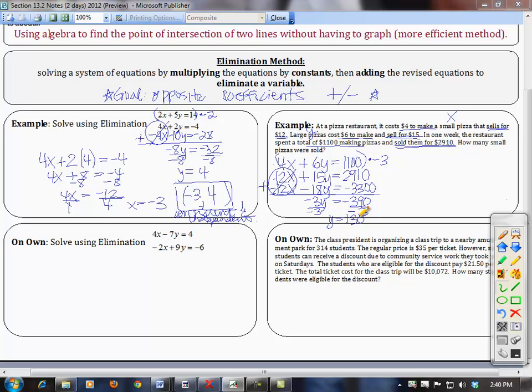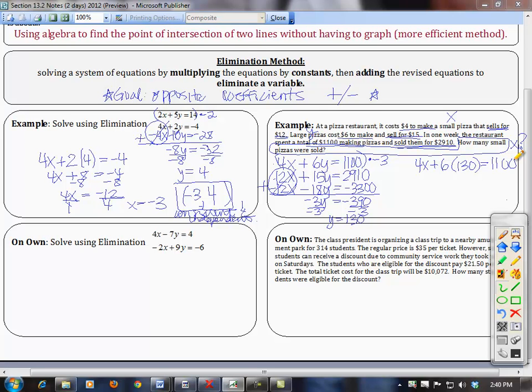Now, the question is, was that what my answer was asking for? Well, no, because they asked how many small pizzas were sold. So they want to know how many x's did we have. Well, I found the y's, so now I need to go back and find the x. I'm going to use the smaller equation, so I'm going to say 4x plus 6 times my y was 130 equals 1,100, and I'm going to solve this.